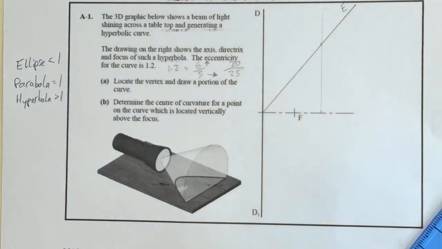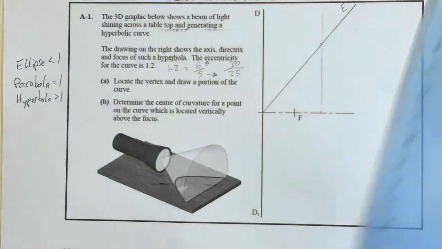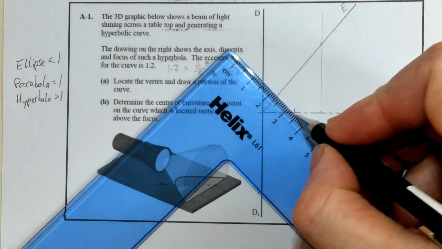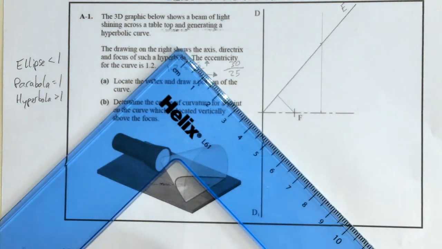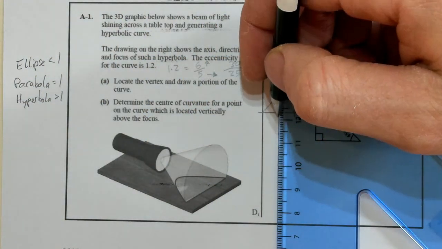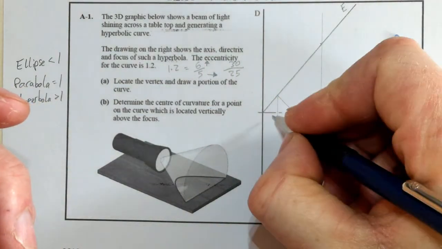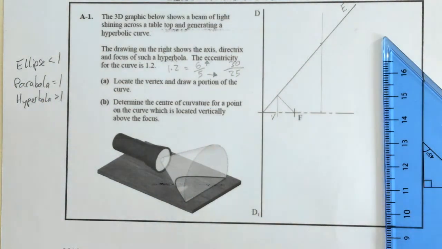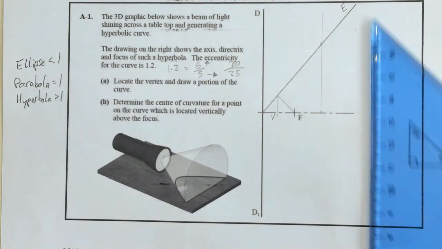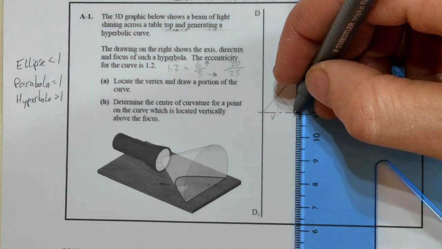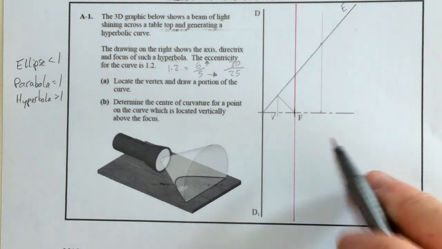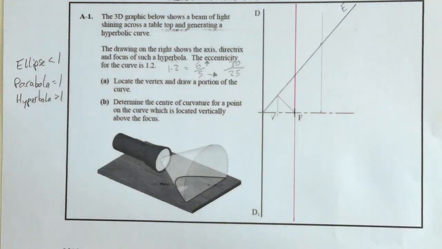Next step then, to locate my vertex. So I have my focus. To locate the vertex, I draw a 45 degree line back where it hits the line of eccentricity, and then straight down. And I will call that V for vertex. Next step then, I'm going to draw in my latus rectum. That is an ordinate there passing through the focus or the focal point.